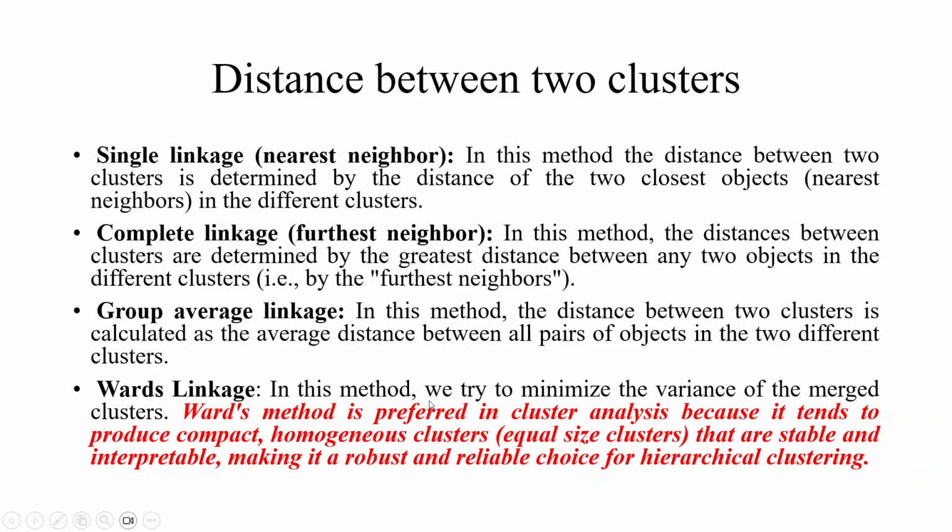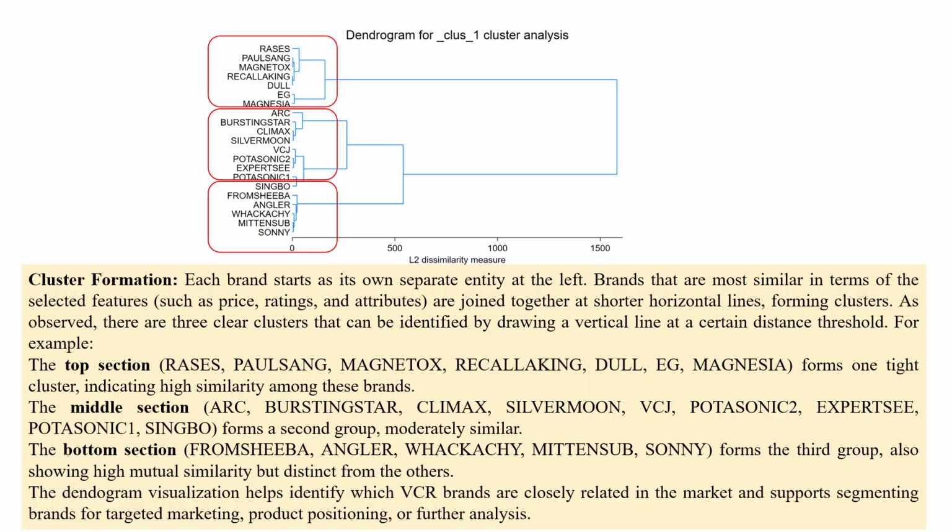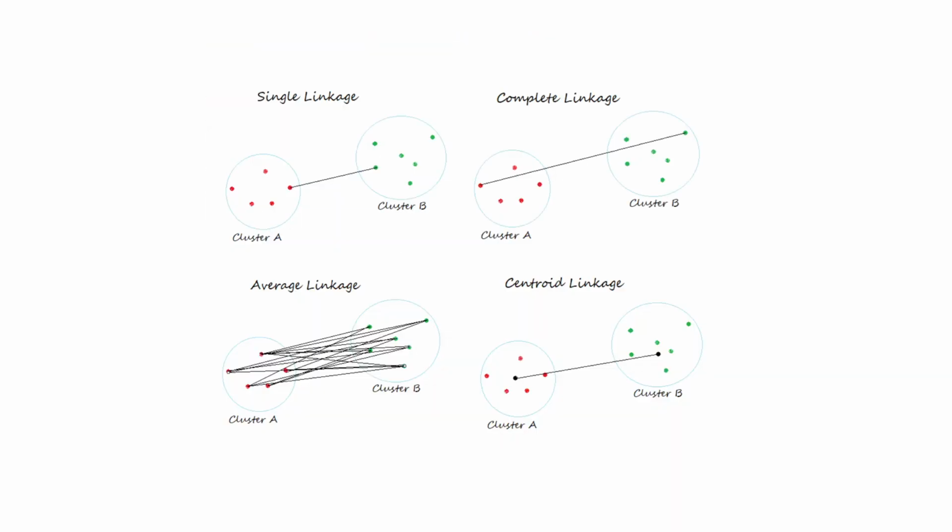Ward's linkage. In this method, we try to minimize the variance of the merged clusters. Ward's method is preferred in cluster analysis because it tends to produce compact, homogeneous clusters, that is, equal size clusters that are stable and interpretable, making it a robust and reliable choice for hierarchical clustering. We are using Ward's linkage method most of the time. Okay, let's proceed further. Now we'll go in Stata.